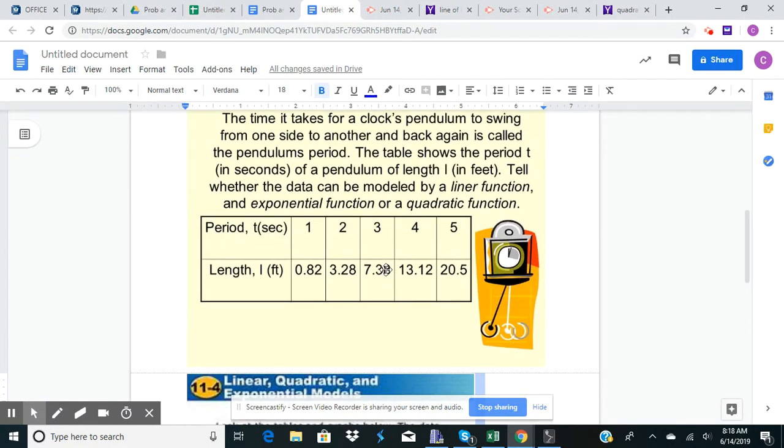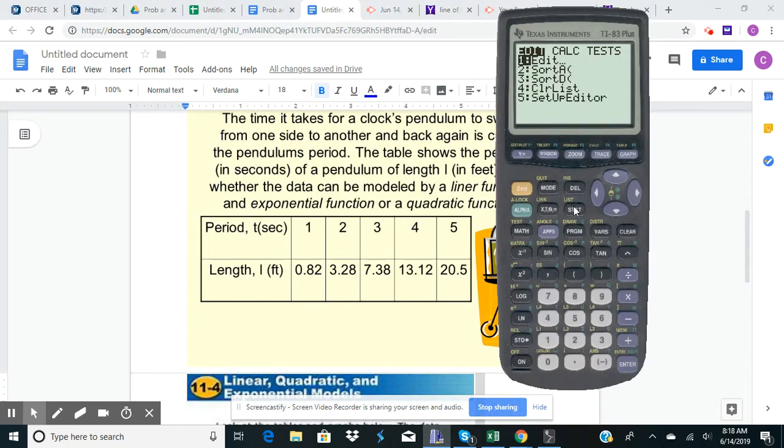We'll look at this one. Let's go ahead and put that in the calculator. And where did my calculator go? There we go. So we're going to edit our data. If you'll recall, you go up and hit clear. Do not hit delete up here, it'll delete the entire column. So we've got 1, 2, 3, 4, 5. And we have 0.82, 3.28, 7.38, 2, and 20.5.